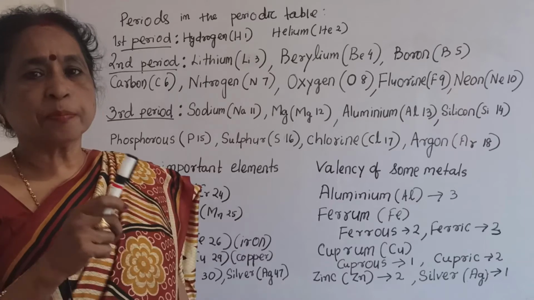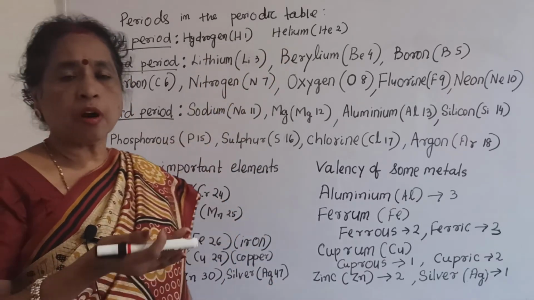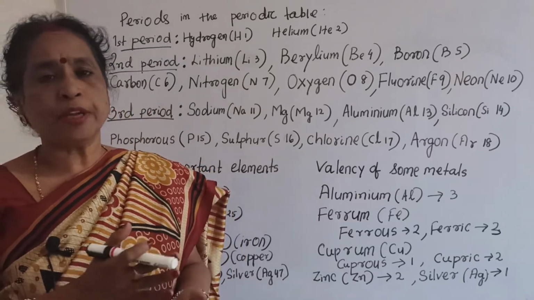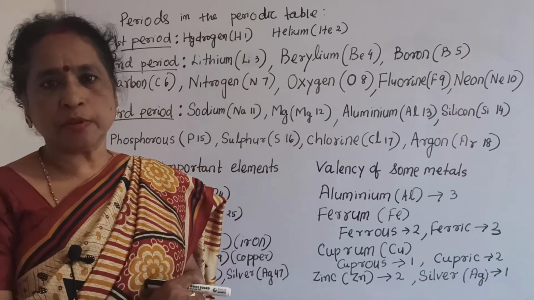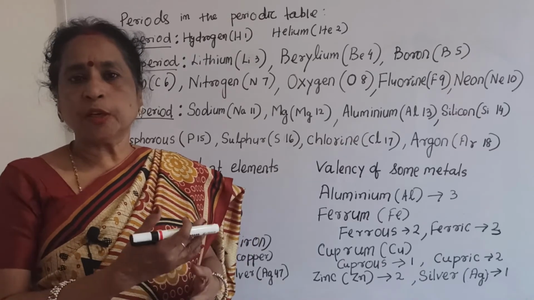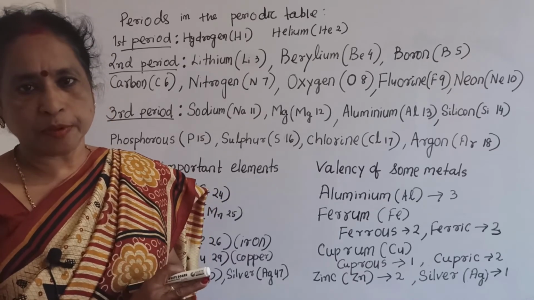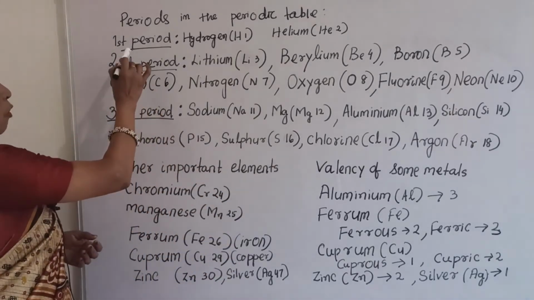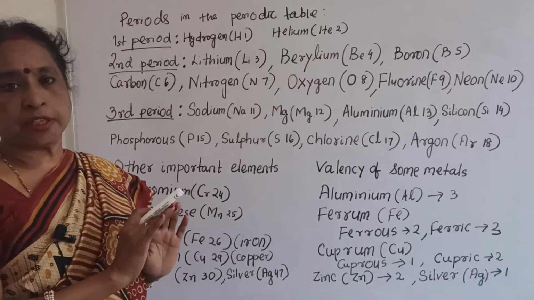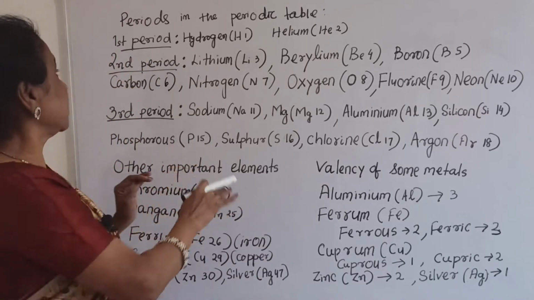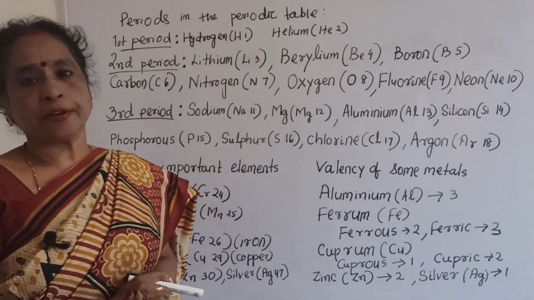We will see here periods in the periodic table. I told already in my previous video how many periods are there. 7 periods are there in the periodic table. Similarly, how many groups are there? 18 groups are there in the periodic table. Now here we will remember the first, second, third period, that much is sufficient. What are the elements present in the first period, second period and third period?